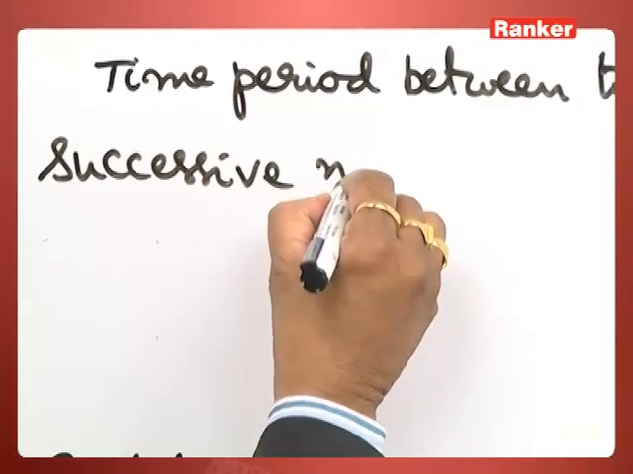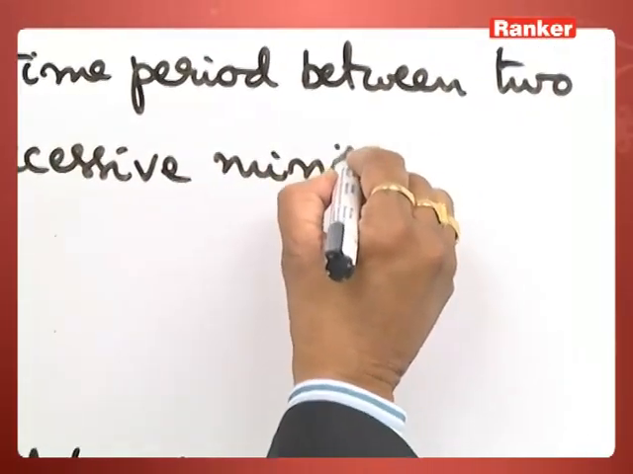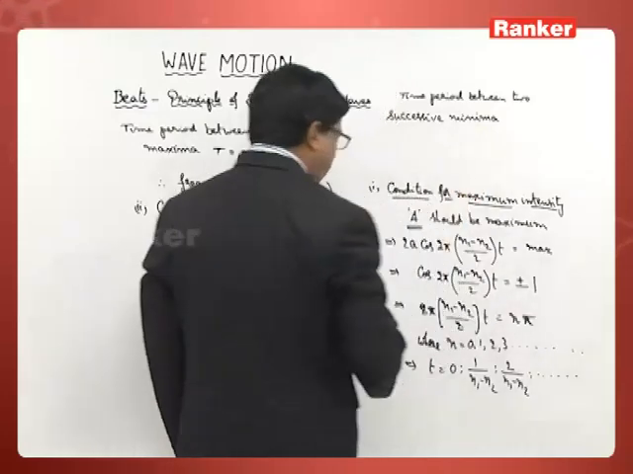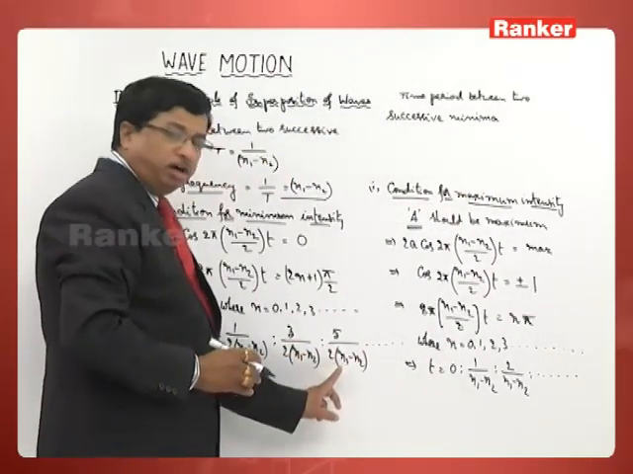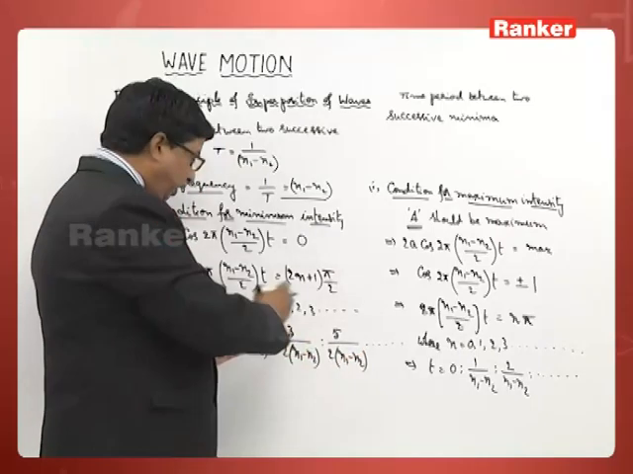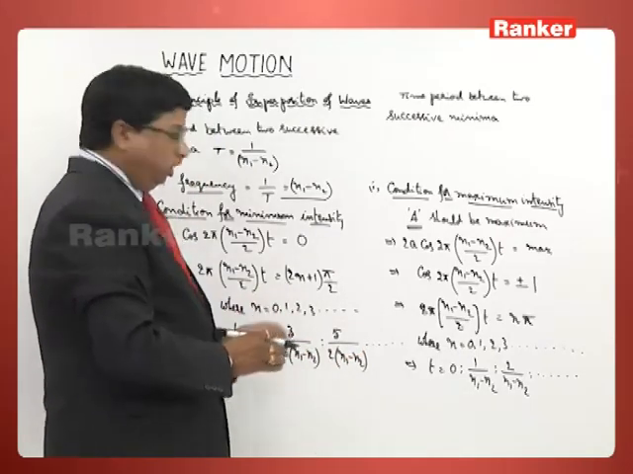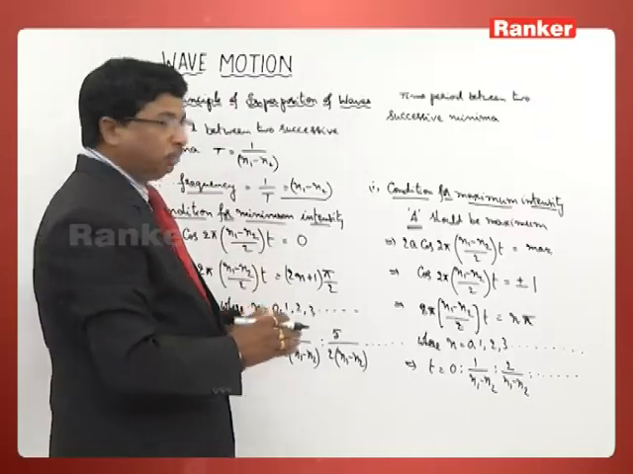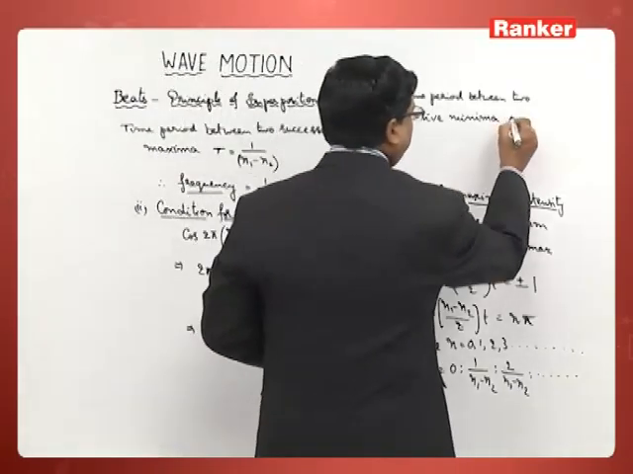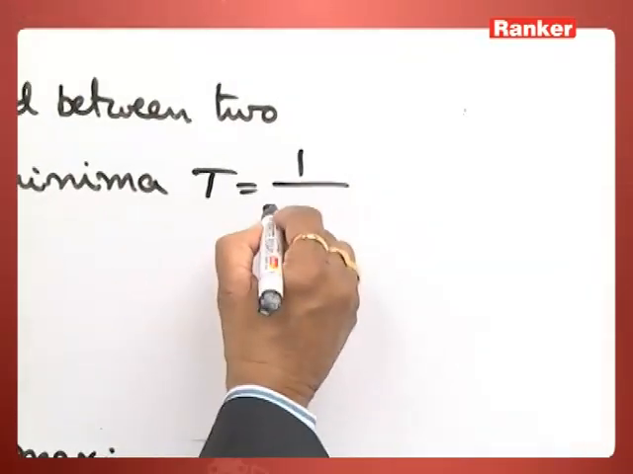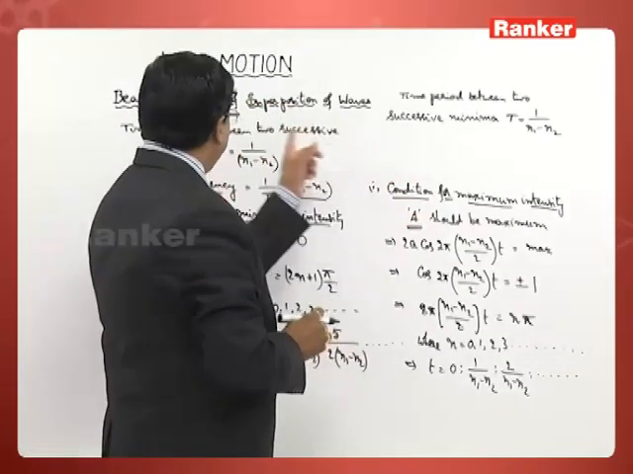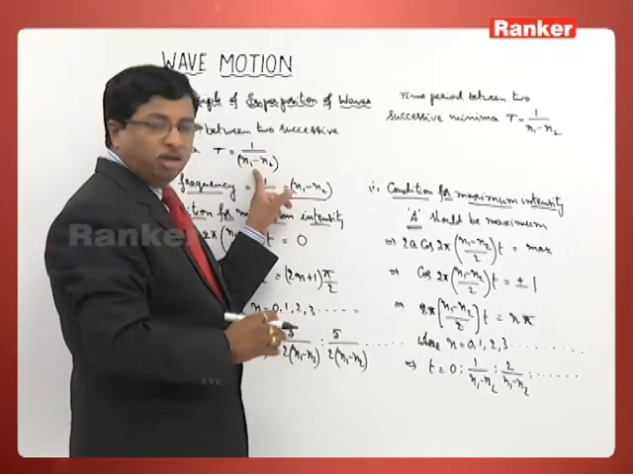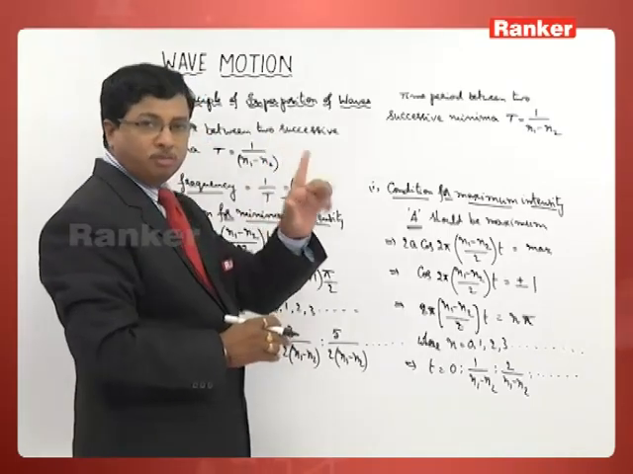Two successive minima. This is what we actually want. Whether you take between first and second, or second and third, or third and fourth, whatever way you want to take, you take the difference. That difference once again is going to be 1 by (n1 minus n2), which is exactly similar to the time gap between two successive maxima.